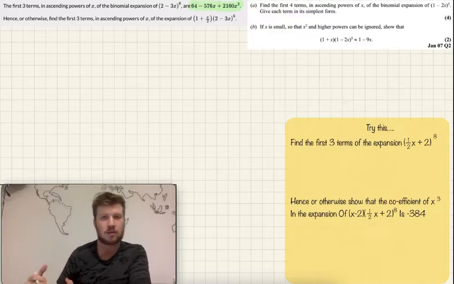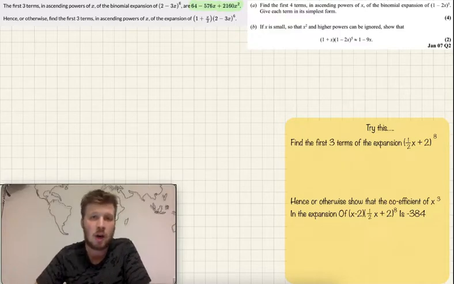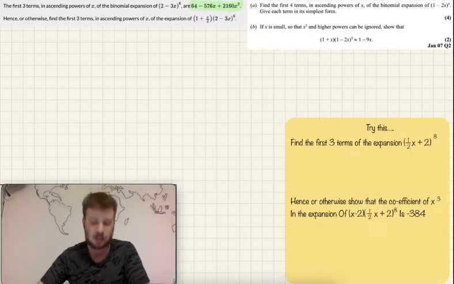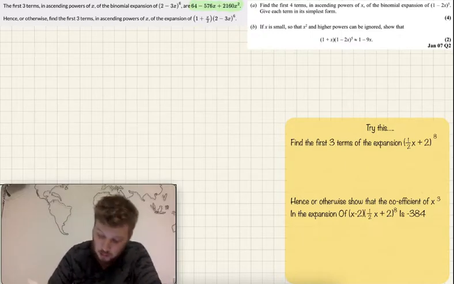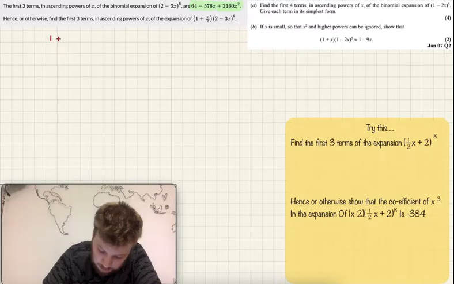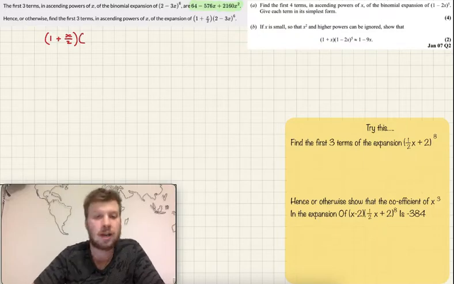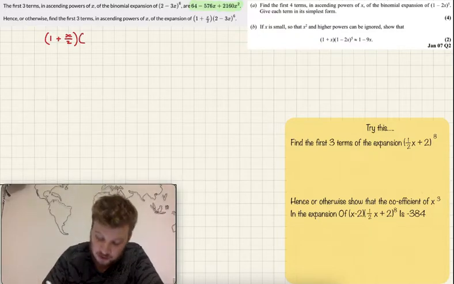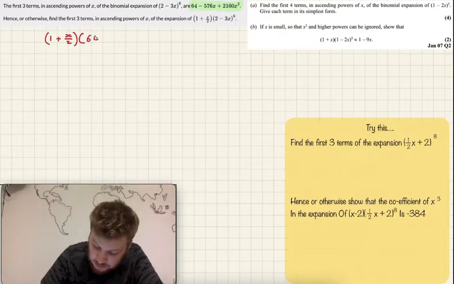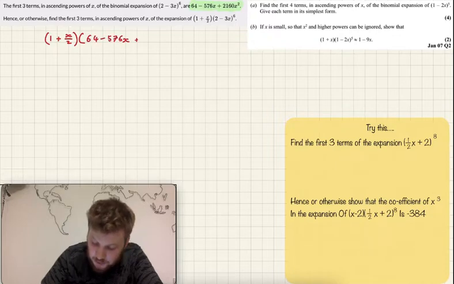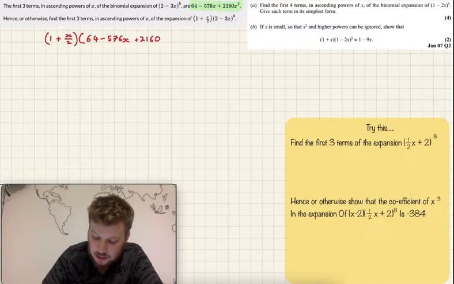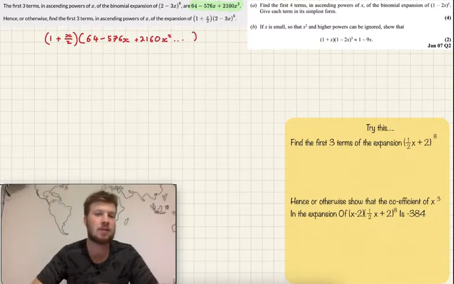Well, in part A, we've already found the first three terms of that binomial expansion 2 minus 3x to the power 6. So what I know is if I have 1 plus x over 2, and then instead of writing out 2 minus 3x to the power 6, I just fill in the terms that I already know. So 64, take away 576x plus 2160x squared. I also have some other terms, however, that is my expansion written out.